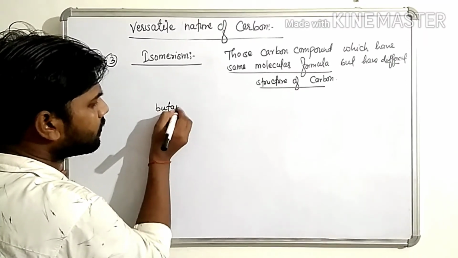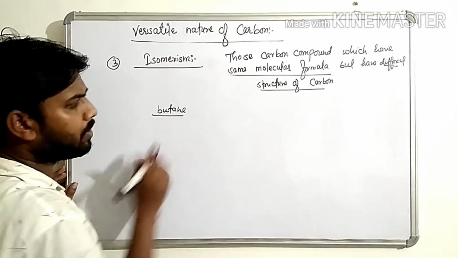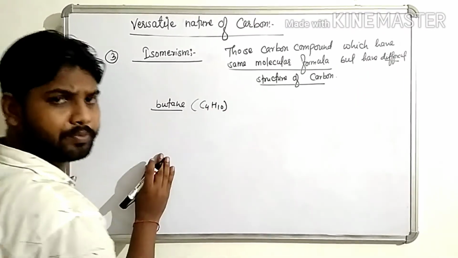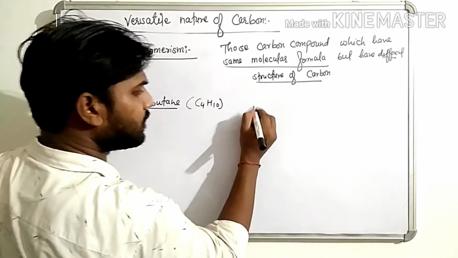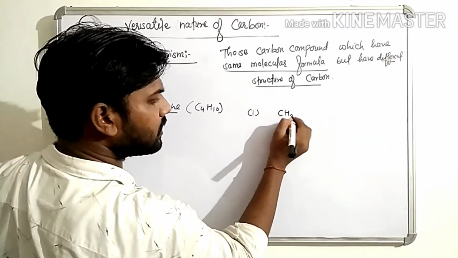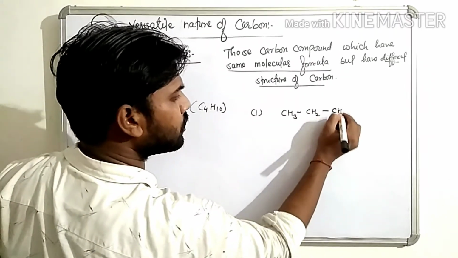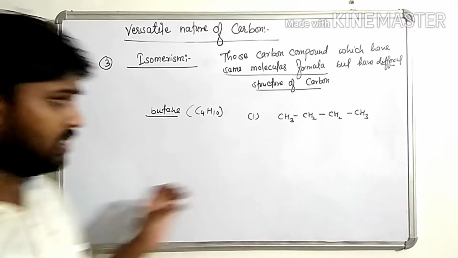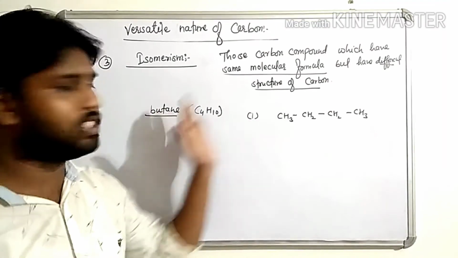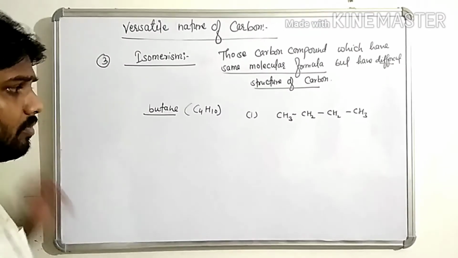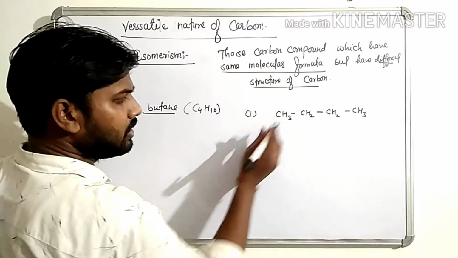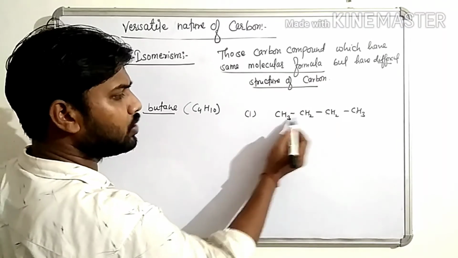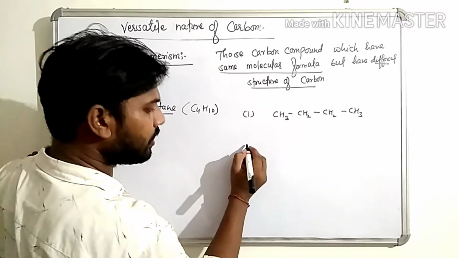Butane is a carbon compound which has the formula C4H10. The first structure is CH3, CH2, CH2, CH3. This structure, children, I will discuss in detail after this topic. Here, children, carbon 1, 2, 3, 4: 4 carbons and hydrogens 3, 2, 2, 3, giving 10.